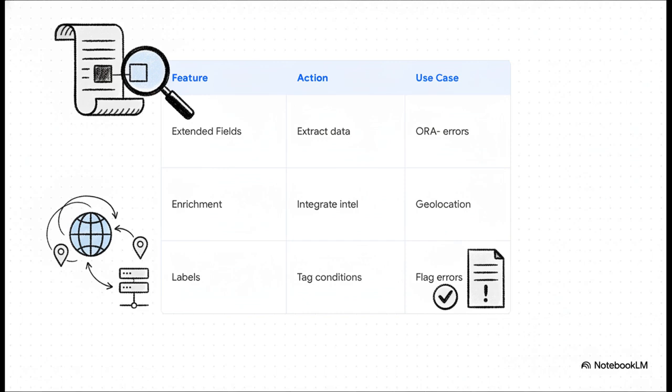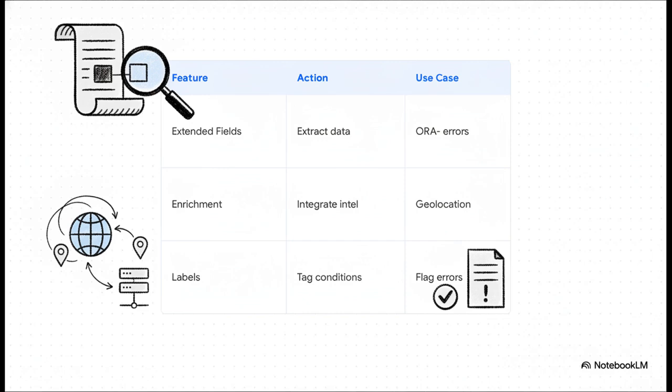First up, extended fields. This lets you extract additional data beyond the base parser, for example, specifically grabbing Oracle ORA error codes straight from a database alert log message field. Next is field enrichment, which integrates external intelligence. Think mapping client IP addresses in web access logs directly to specific geographic locations.